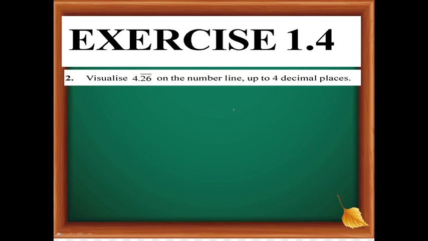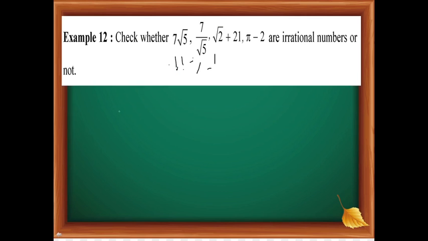So the second question, 4.2626 on the number line. You should do it as your homework. This one I am giving you as homework. This is very easy for you, but it is very tough for me because I am solving the answers with a mouse.